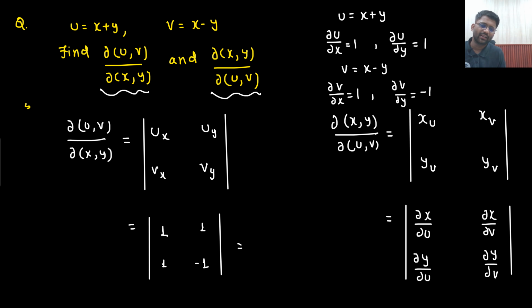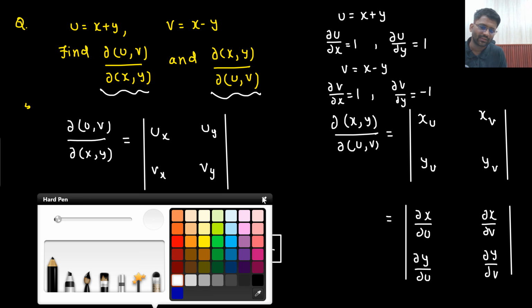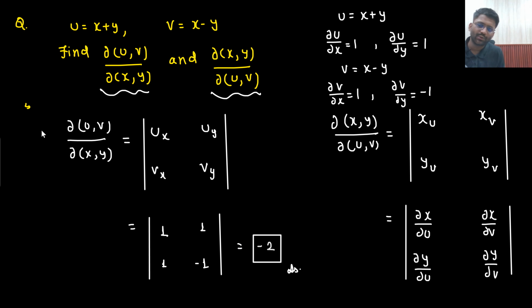What is the answer you are getting? The answer we are getting is minus 1, minus 1. Answer is minus 2. This is the answer. What do we use to call it? We used to call it Jacobian. So the value of Jacobian is coming out to be minus 1. Sorry, not minus 1, minus 2. The value of Jacobian is coming out to be minus 2. Understandable?